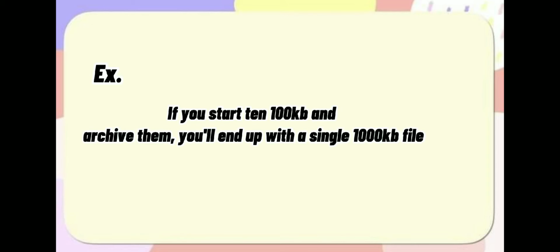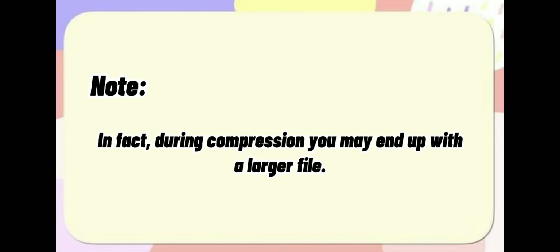So if you start with 10 files of 100 kilobytes and archive them, you'll end up with a single 1000 kilobyte file. If you compress those 10 files, the resulting file will range from a few kilobytes to close to the original size of 1000 kilobytes, and it depends on the original file type. In fact, during compression, you may end up with a larger file. If the file is already compressed and you compress it again, it will add additional overhead, resulting in a slightly larger file.